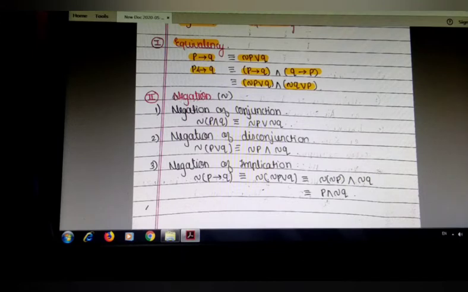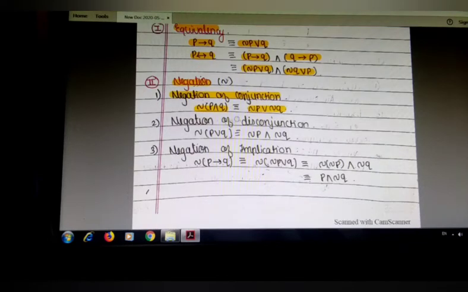Next, negation. Negation means opposite or negative form. First topic is negation of conjunction, means negation of AND. For example, we have taken here the negation of P and Q. So only the sign will change and the negation symbol will come. True becomes false and false becomes true, like this. This is the formula, we have to remember this.